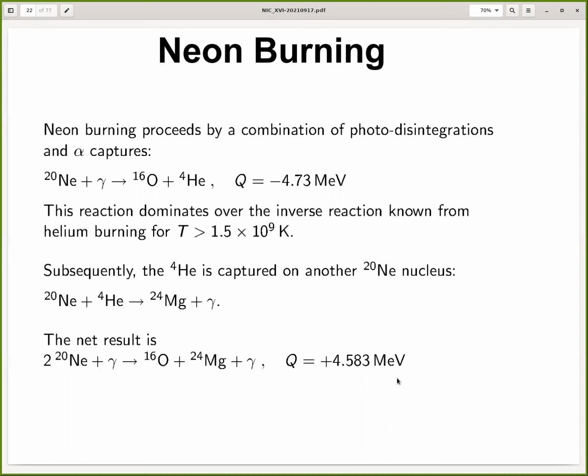It's not quite as efficient as our carbon burning, so you have 40 nucleons involved and get 4 MeV out. So you get something of the order of 0.11 MeV per nucleon out from this reaction. So it's not that efficient, but it still releases a lot of energy. And because it's only a single particle reaction, it tends to be, as we will later see, kind of flashy, happens very fast.